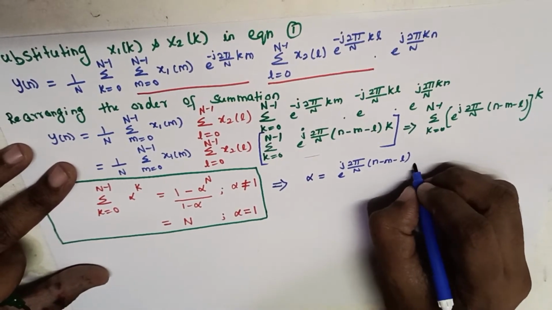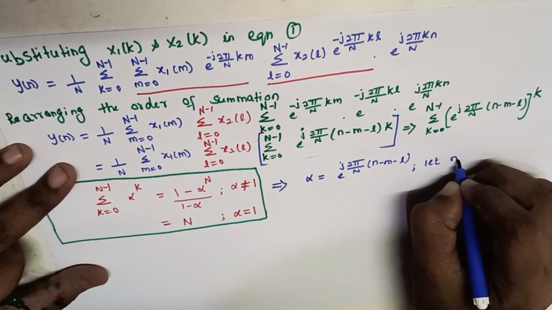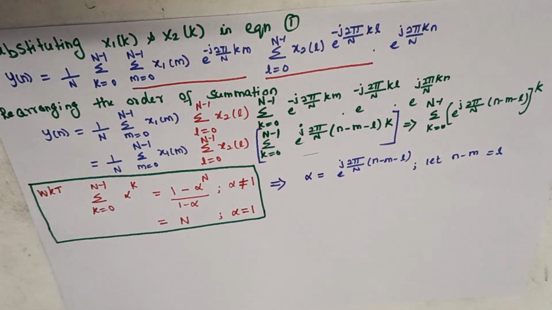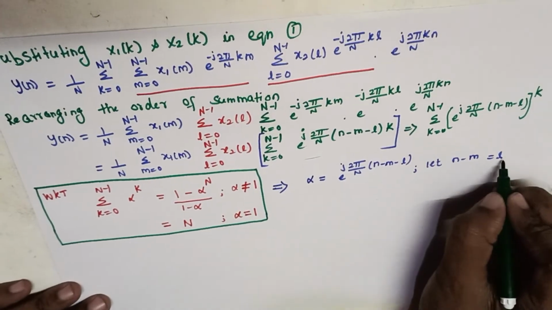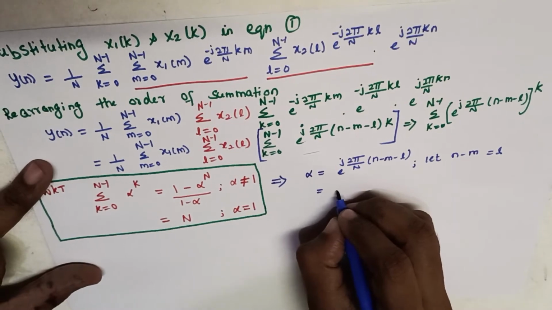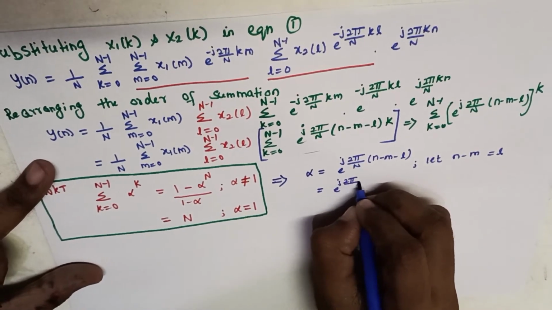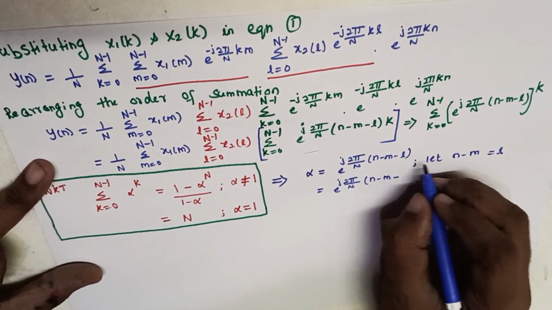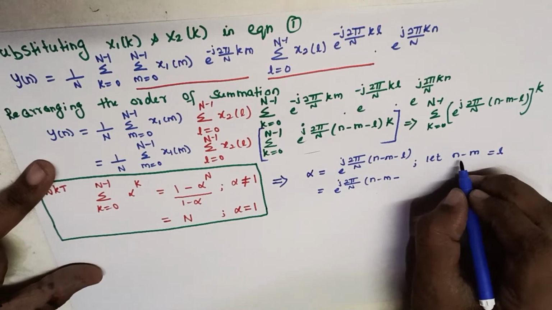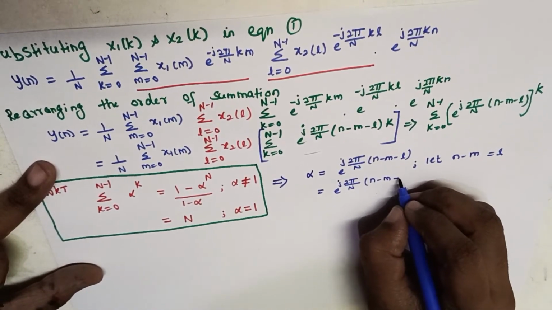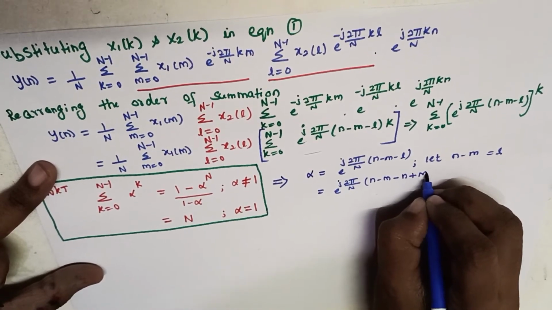Now let us consider n minus m is equal to l. Let us take l is equal to n minus m. If you substitute l as n minus m in the above equation, it will be written as e power j 2 pi by n, minus of, instead of l we have to put n minus m. It is minus of n minus m. It will become minus n plus m.